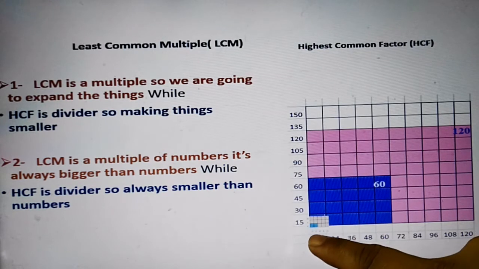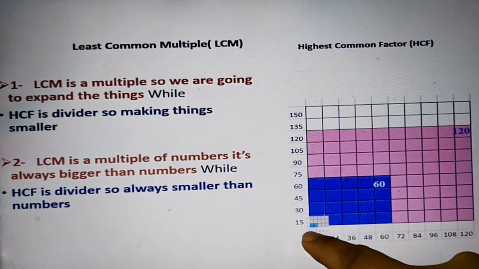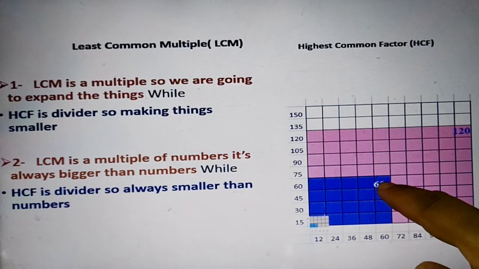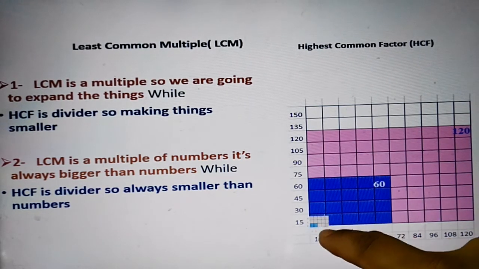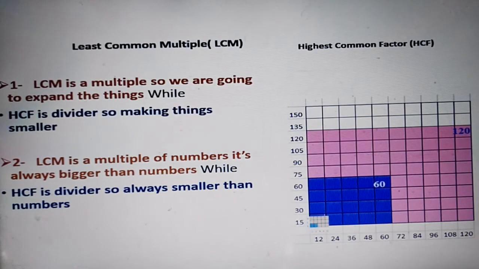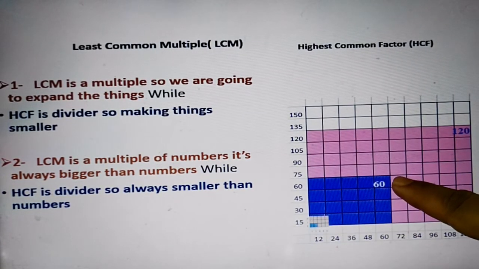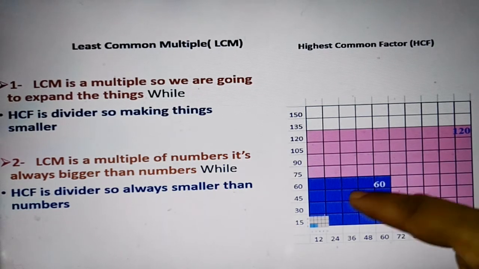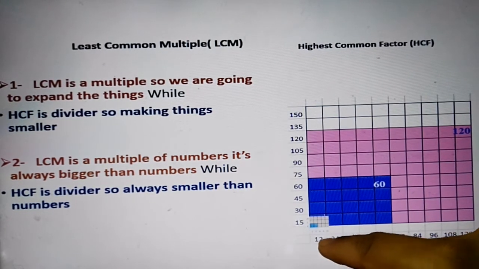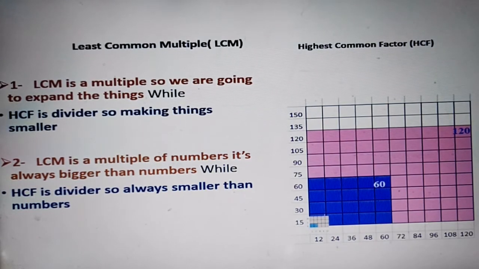Now you can see here, this is your highest common factor HCF, and this is your least common multiple 60, and this is the region of 12 and 15 numbers. Now LCM is a multiple of a number, so it's always bigger than the numbers, while HCF is a divisor, so always smaller than the number. If it is the block of 12 and 15, then LCM is 60, very much larger than 12 and 15, and your HCF is 3, very much smaller than 12 and 15 because it is a divisor.